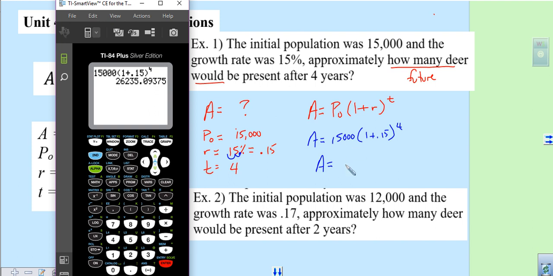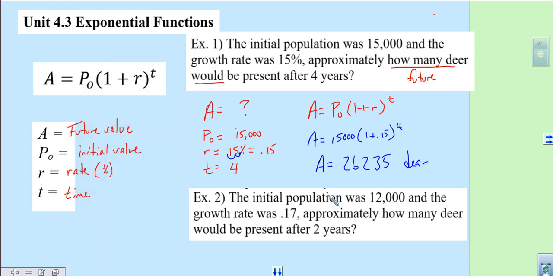Please pay attention. In my math lab, they're going to ask you to round a particular number. Here I'm just going to round to the nearest whole. We're talking about the number of deer. So 26,235 deer would be my future value. And that's what's going on for these problems. So play around with that. That's the last little piece of the homework for 4.3, utilizing exponential functions in a real life application.